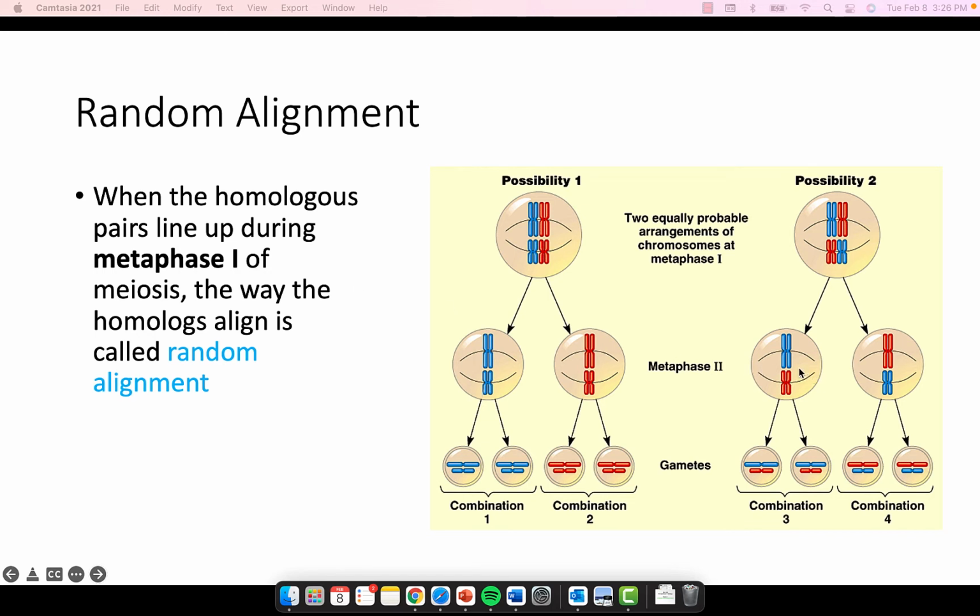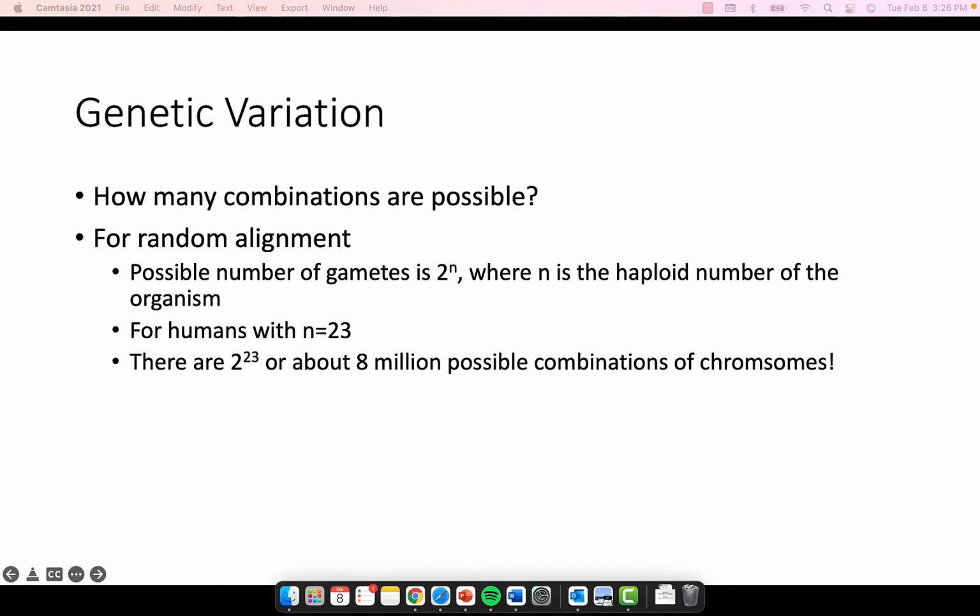Okay, so what we're seeing here is metaphase 1. We can have it in this assortment, blue on both sides, blue on one side, red on one side, or we can have it in this way, a blue and a red on this side, and then a red and a blue on this side. And when we split those, we can lead to different combinations. These are 4 different combinations based off of this one different alignment up here that we had. And this is called random alignment. And so this leads to genetic variation.